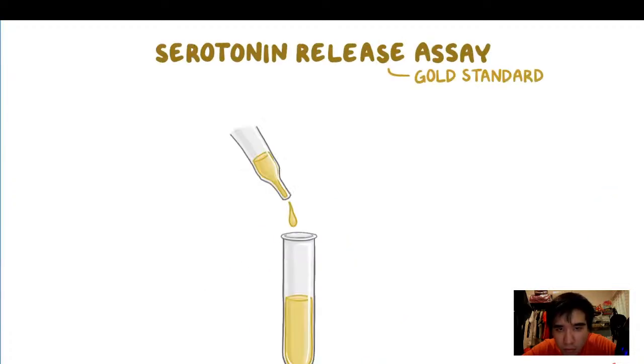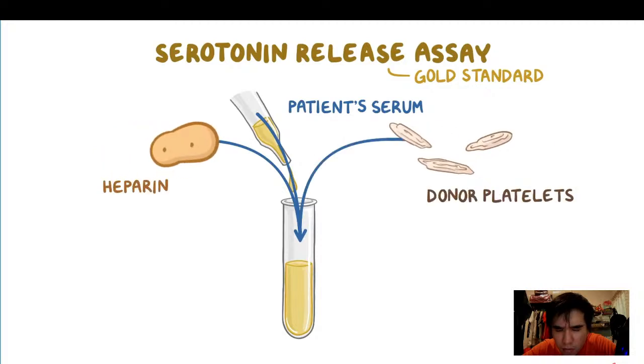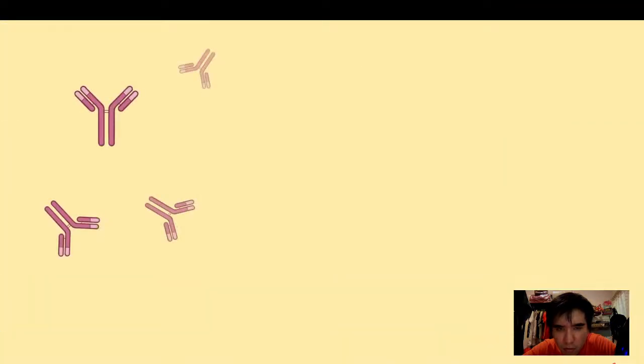In the serotonin release assay, the patient's serum is mixed with heparin and donor platelets. Activated platelets release serotonin. So in a positive test, the patient's serum has antibodies that activate the platelets, and the serotonin level will increase.